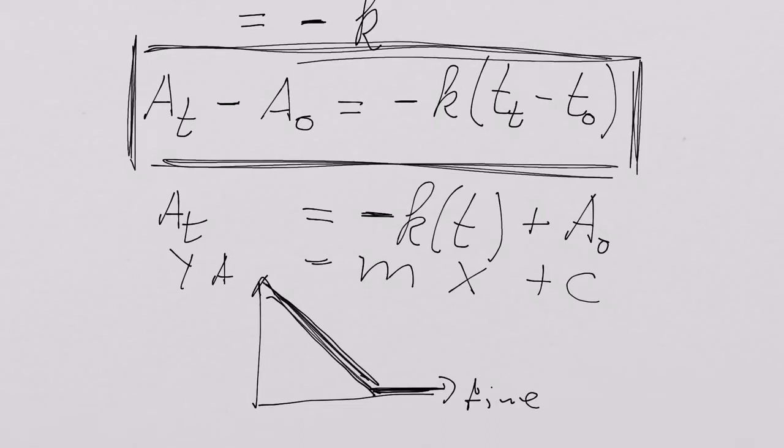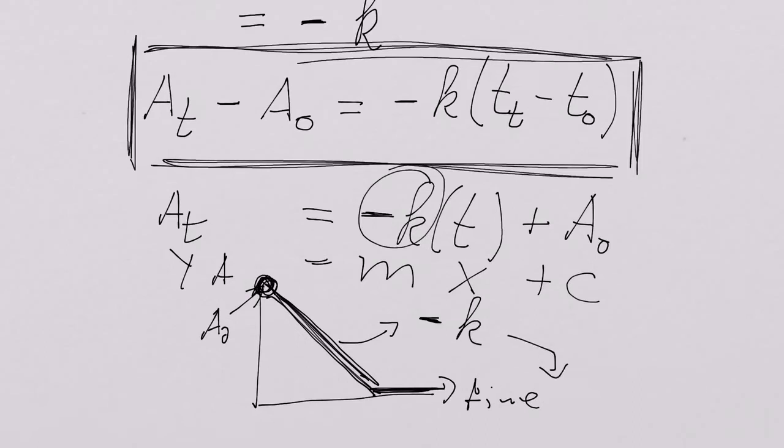Yeah? This point here, obviously, that's our intercept with the y-axis. That would be our A0 at our starting point. And the gradient of the whole thing, that is our minus K. Minus indicates that the line goes up or down? Down, exactly. So this one here is minus K.